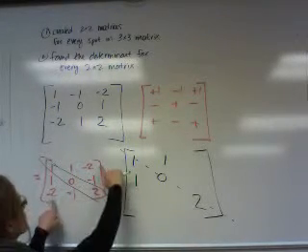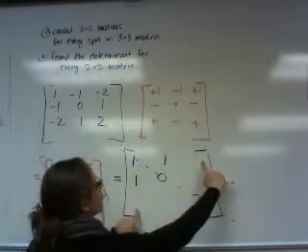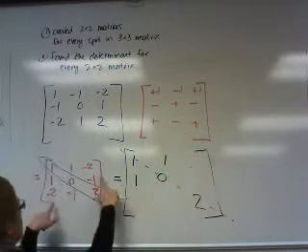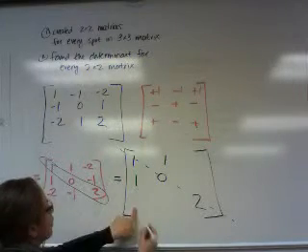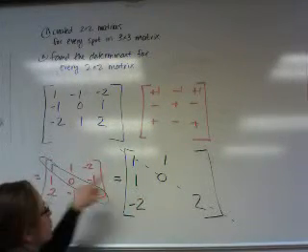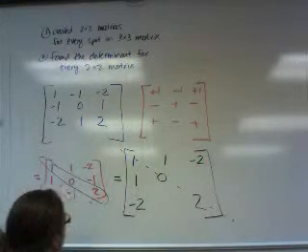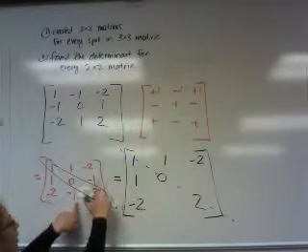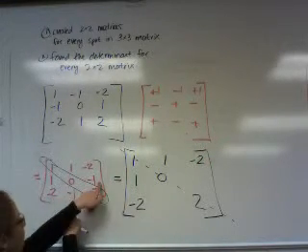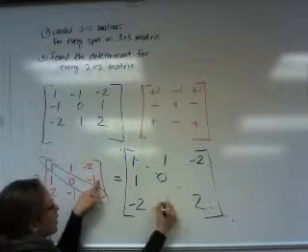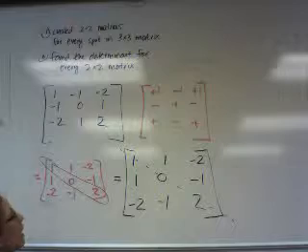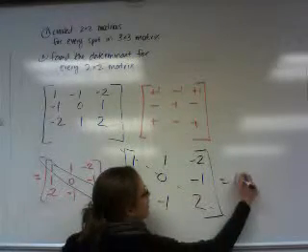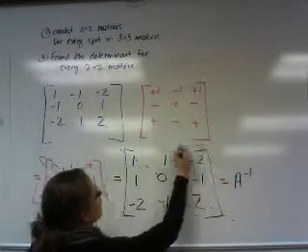The 2 corners flip. So these 2 corners are going to flip. They happen to be the same number in this matrix, but they're not always. So this -2 goes here, and this -2 goes here. The last step, these 2 -1s are going to flip. So this -1 goes here, and this -1 goes here. And then you're done. This is your inverse matrix. This would be your answer.